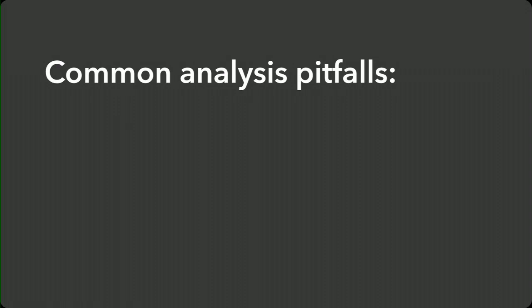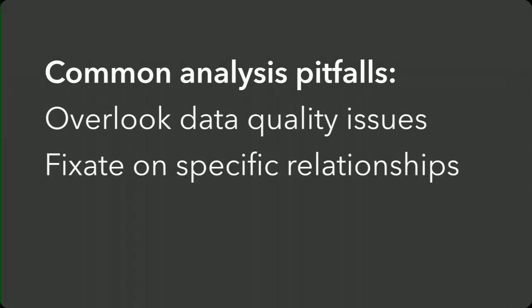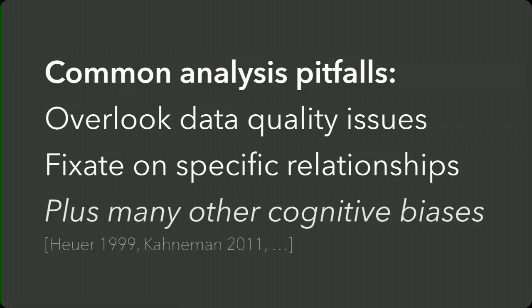And so there are many pitfalls in analysis. I'm sure if we brainstormed in this room, we could come up with a very long list. So I shared just 2, right? Overlooking data quality issues, fixating on specific relationships. And of course, we know from both the intelligence analysis and the psychology literature that we as limited human beings with constrained cognitive capacities have many other types of biases that affect what we see and how we think about things. So maybe our tools can play a little bit of a role in nudging us away from some of these more unfortunate tendencies.